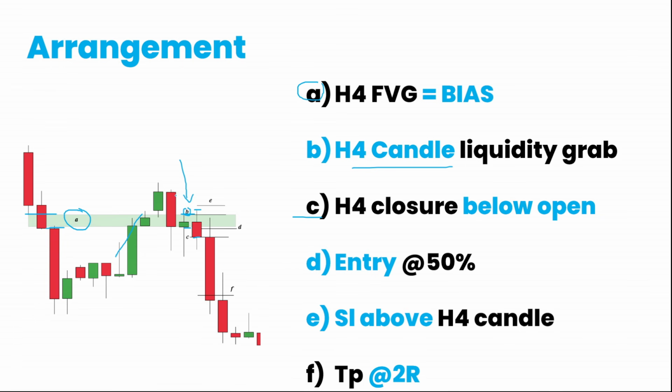And then D, which is at this particular point, we now wait for a retracement to 50% of this particular candle in subject, and E, which is the stop loss of entry. When we actually make an entry at 50%, we want to set the stop loss right above the candle of interest, which is this one, and F is to find the 2R target. That is where we want to make an exit.